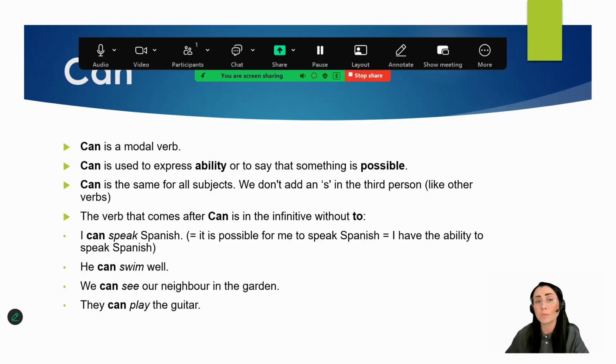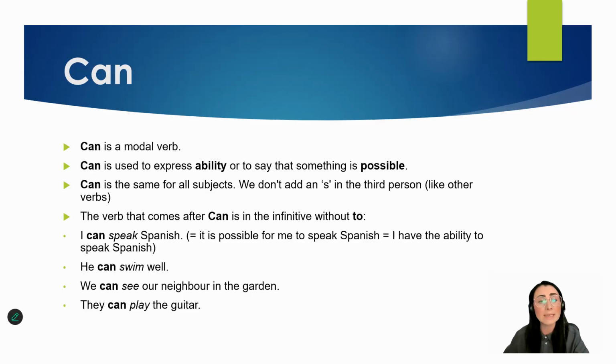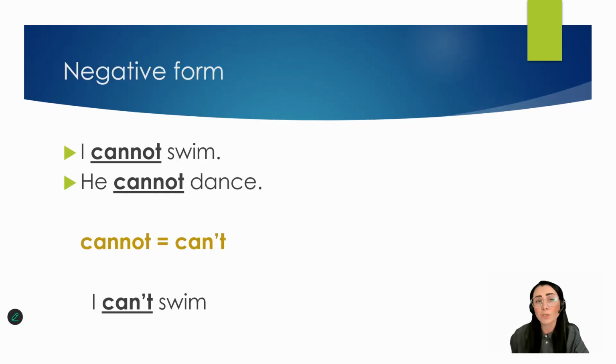He can swim well. We can see our neighbor in the garden. They can play the guitar. This is how the structure of the sentence looks. To make negative form, as usual, we need to put particle not after the verb can. And if you want to use long form, you will say, I cannot swim or he cannot dance.